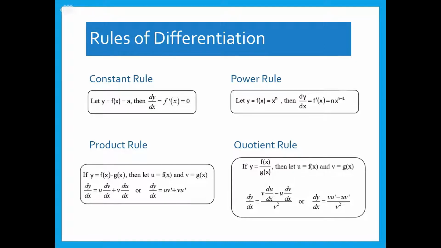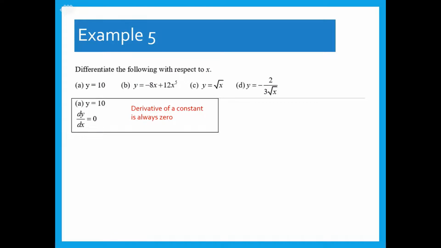Third rule is known as product rule. Differentiating product of function uv, the answer is equal to uv prime plus vu prime. The last rule is known as quotient rule. Differentiating a quotient of function u over v, the answer is equal to vu prime minus uv prime over v squared.